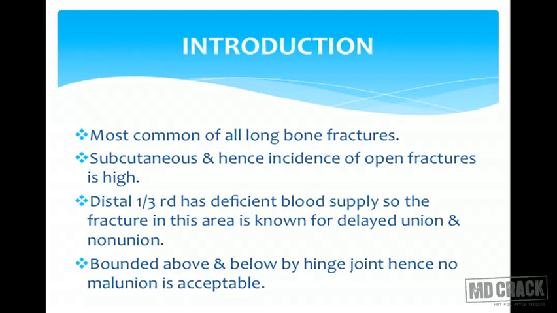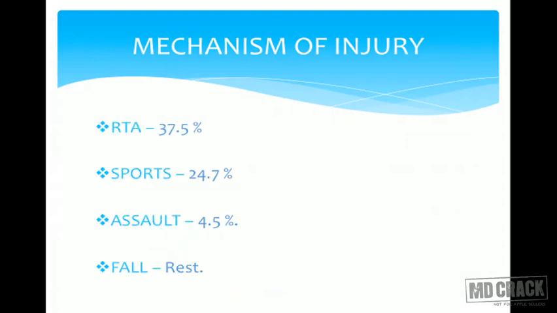The tibia is bounded by two joints, that is proximally the knee joint and distally the ankle joint. Both should be mobile, and we must try to mobilize the patient as soon as possible. Any malunion is not acceptable in these cases. The mechanism of injury mostly is a road traffic accident or a fall. Also, sports injuries are becoming more and more common, and that also contributes a lot to the fractures of tibia.